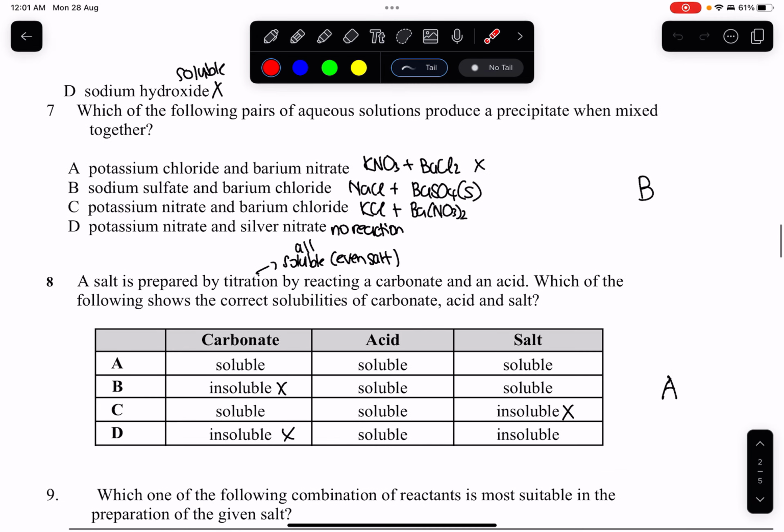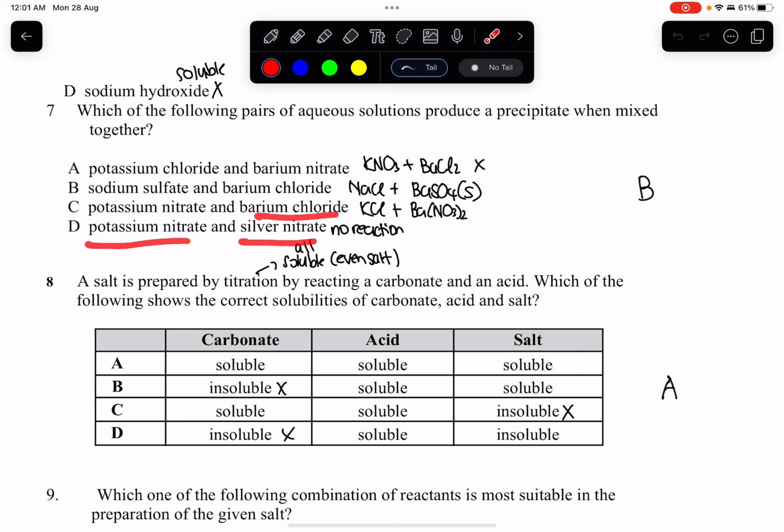Question 7. Which of the following pairs of aqueous solutions produces a precipitate when mixed together? This means I will need two aqueous salts, and one of the products must be insoluble. First I will check whether both reactants are soluble. For A, potassium chloride is soluble, barium nitrate is soluble. In fact, if you check, every single reactant is soluble. But if you look at D, notice that they are both nitrates. Since they are both nitrates, no reaction will happen, because even if you exchange partners, the products are the same.